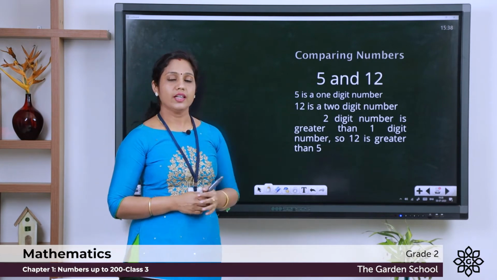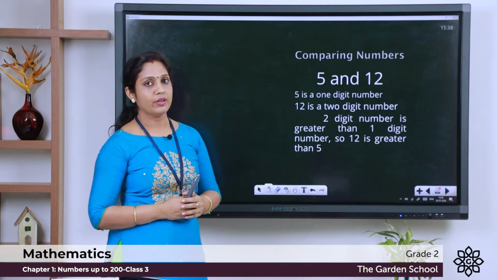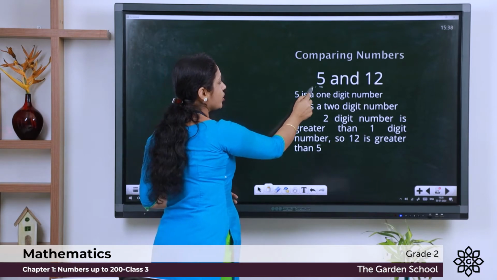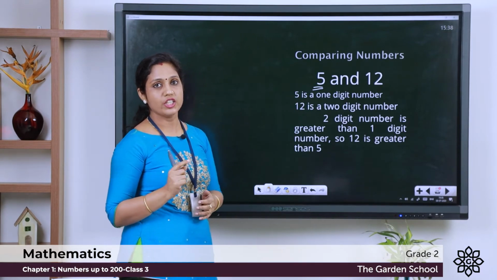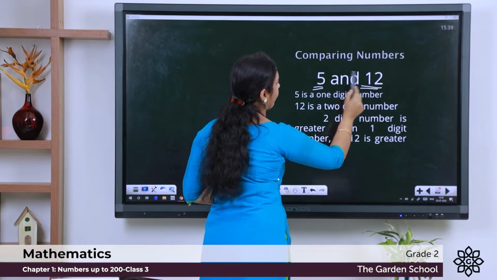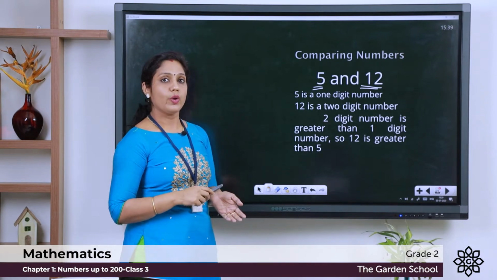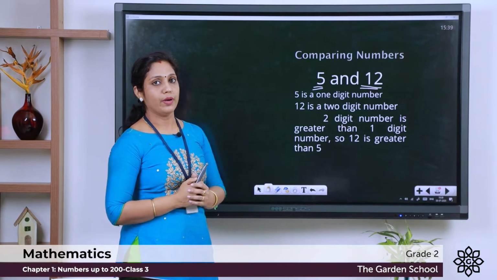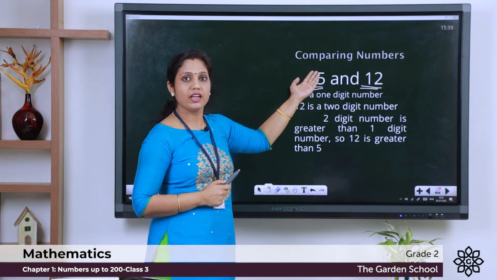Here we have another number. The numbers are 5 and 12. 5 is a 1-digit number and 12 is a 2-digit number. So, a 2-digit number is always greater than a 1-digit number. So, here we can say that 12 is greater than 5.